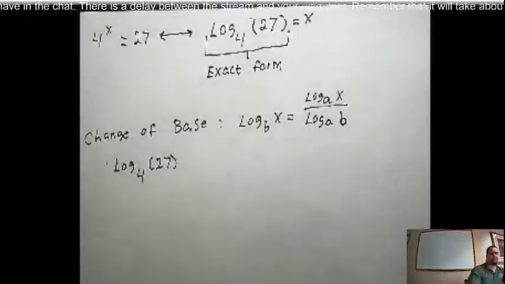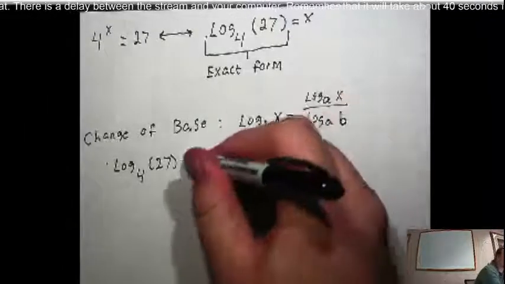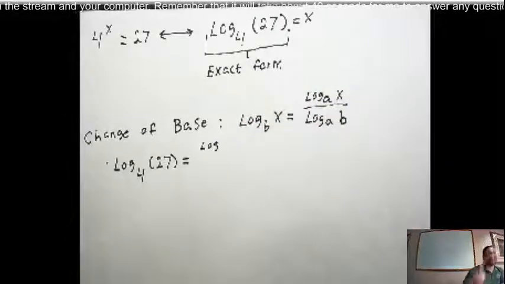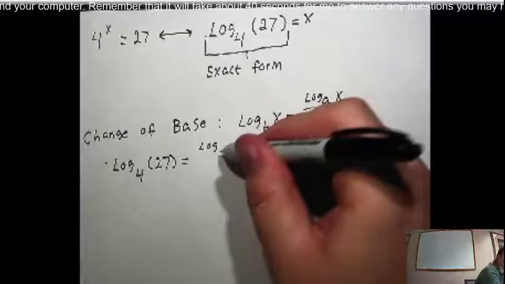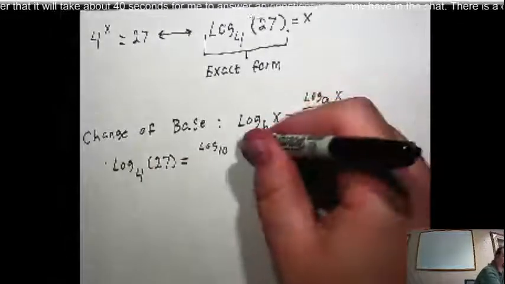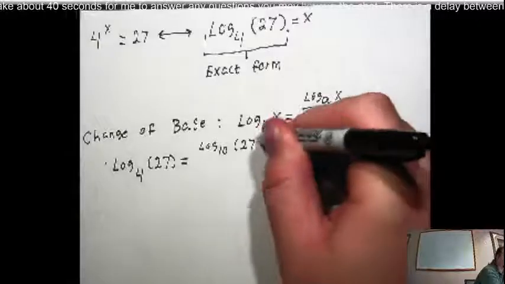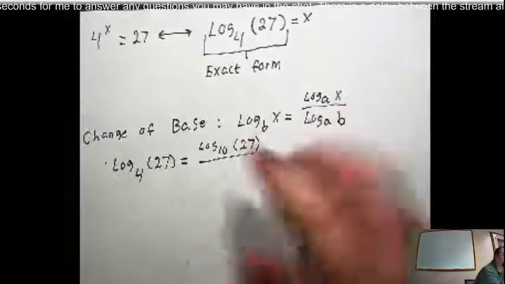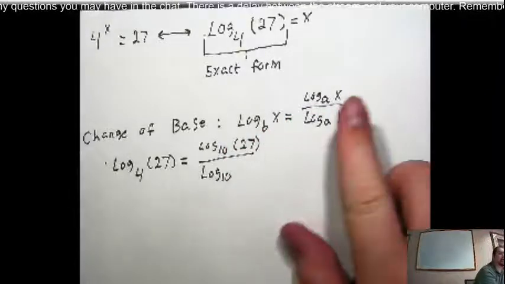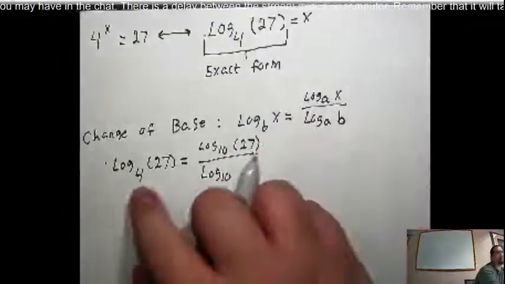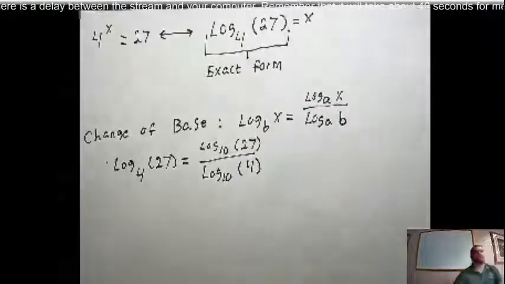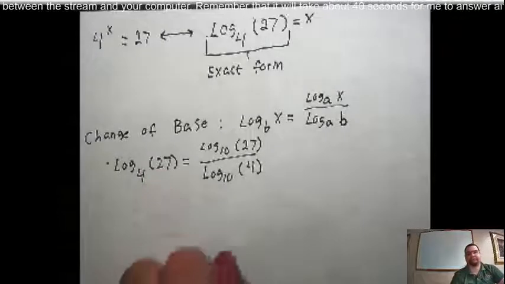So what I need to do is put into the change of base formula. So log base, let's see, my calculator has base 10, so I'm going to use base 10. Log base 10 of x, so 27, over log base 10 again of this time whatever my original base was, which in this case is 4. And that'll give me the answer for this.